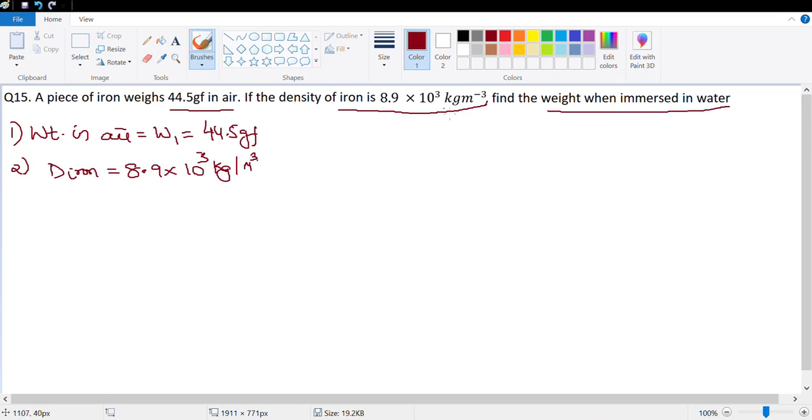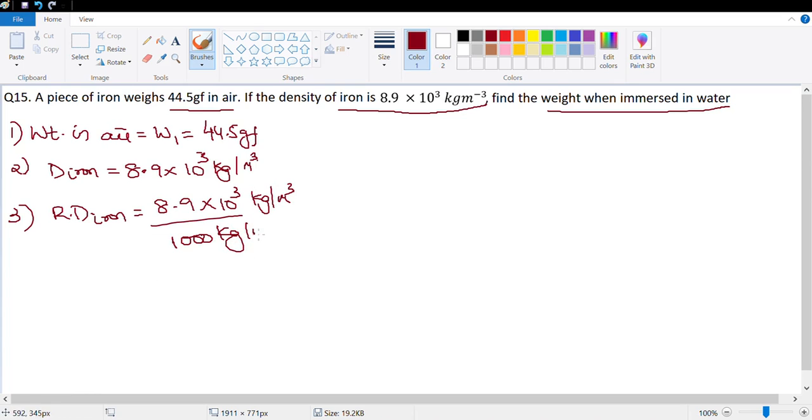So for that we need to know the relative density, correct? So which means relative density of iron is equal to 8.9 into 10 to the power 3 kilogram per meter cube upon density of water, which is 1000 kilogram per meter cube. This and this gets cancelled. So relative density of iron is equal to 8.9. Done. Let's apply it in the formula, but before that, let's write the assumption. Weight in water, that's what we need to calculate. Let it be equal to W2.